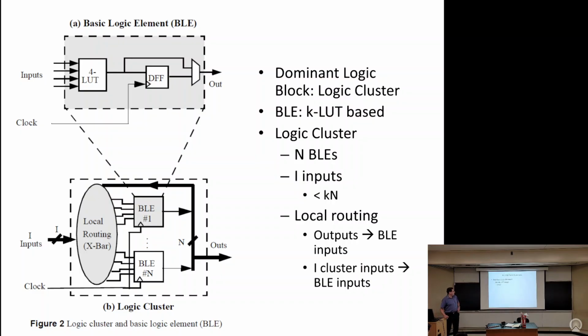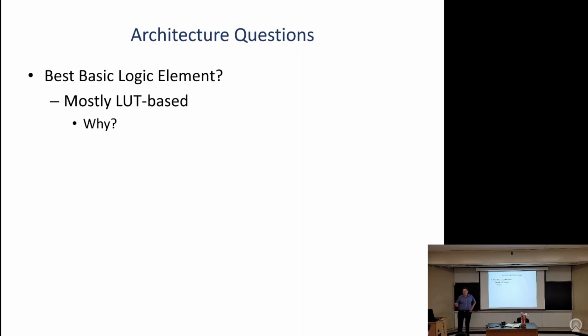Okay, so architecture questions. What's the best basic logic element? There are other ones, but we're basically going to talk about the LUT ones. And the reason that people mostly use LUTs is, we talked about it already, right? So maybe this is a comprehension question. Why are LUT-based logic elements good?